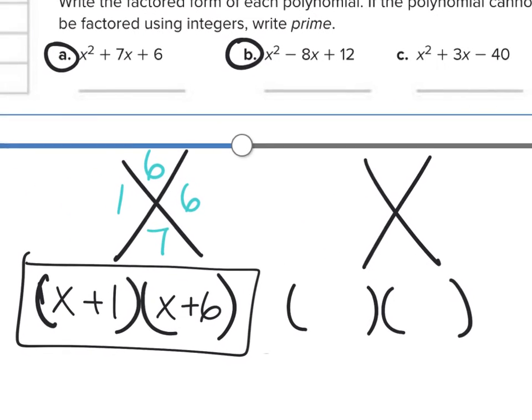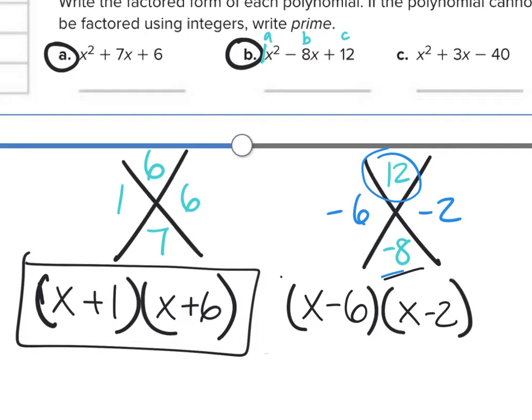Okay, second one. What number do they need to multiply to get on B? Libby, what number do they need to multiply to get on B? What was the top of your X? Here, so A times C, so A is 1, C is 12. So what's 1 times 12? 12. Okay, they need to add to get negative 8. I got it. So my second one would be X minus 6, X minus 2.